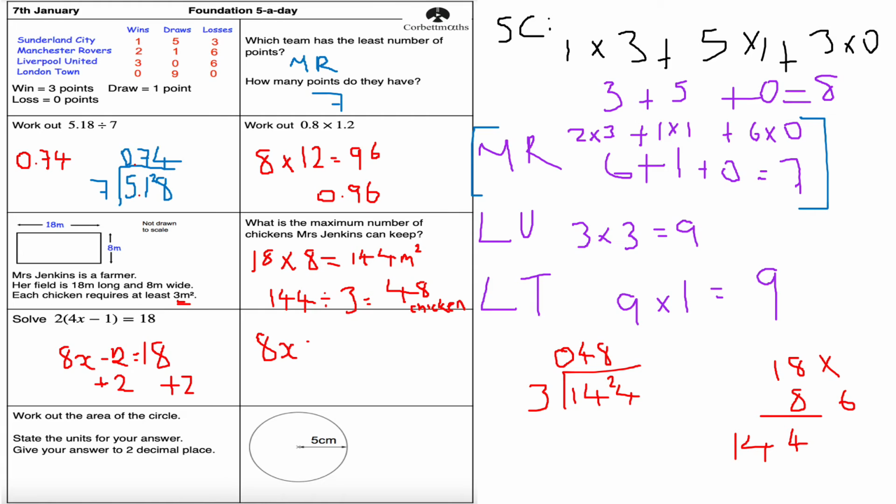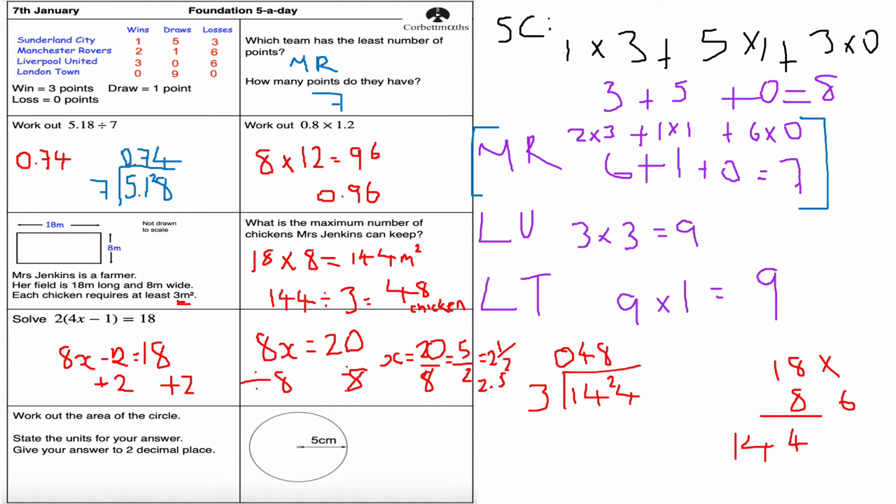8x means 8 times x. So dividing both sides by 8, I get that x is equal to 20 over 8. I can simplify that further to 5 over 2, or 2.5. So that is the value for x.